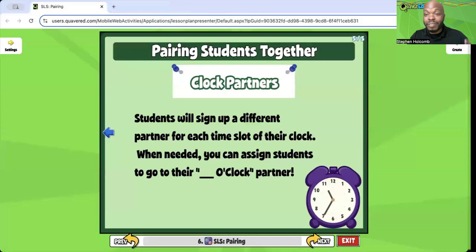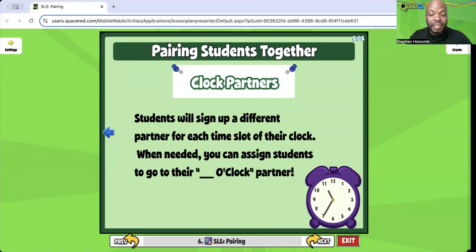Also, consider refreshing their clock partners every quarter or maybe even every semester. It's a great way to, again, bring variety to the way that they pair with other students. With this in mind, this gives you some ideas on how to pair students together rather than just having them talk to their elbow partner or the person next to them.